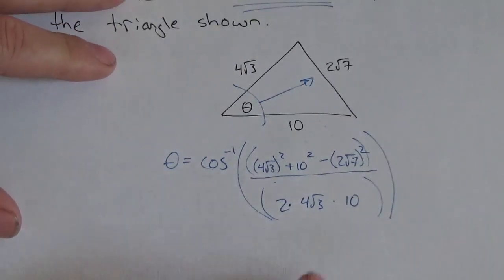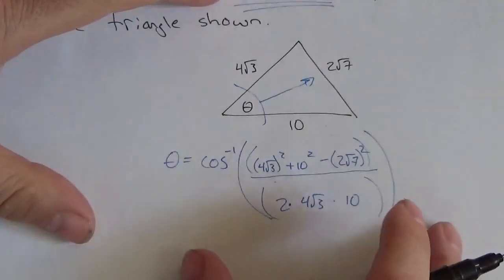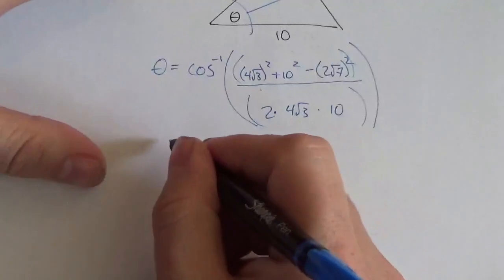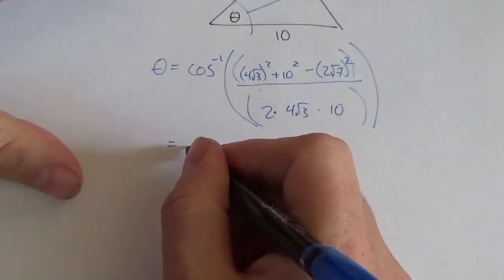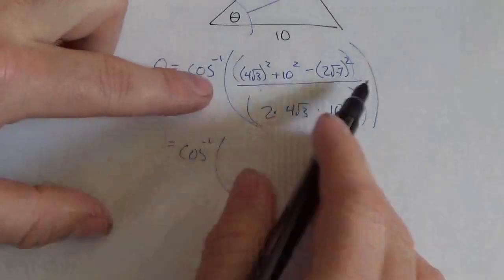Although I could jump to the calculator right now, that's not the intention of this question. The intention of the question is that we're going to work this through. We're going to simplify it and leave everything in exact forms. We're not going to let the calculator handle it. So I've got to go through and evaluate this.